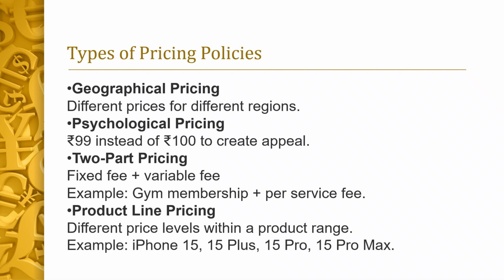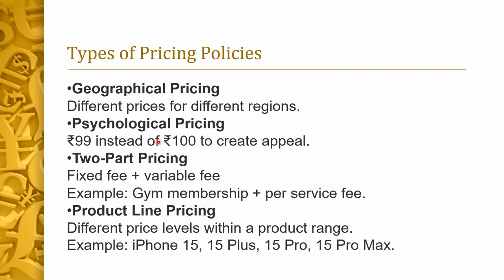Now we'll understand various types of pricing policies. These are some popular pricing policies that we will be discussing here. The first one is geographical pricing. As the name suggests, the prices are different for different regions, for places that are geographically located differently. For example, Uber charges differently by the city. The charges here in Meerut are different from the charges in Delhi. For example, FMCG products are priced differently in metro versus the rural market. So this is an example of geographical pricing.